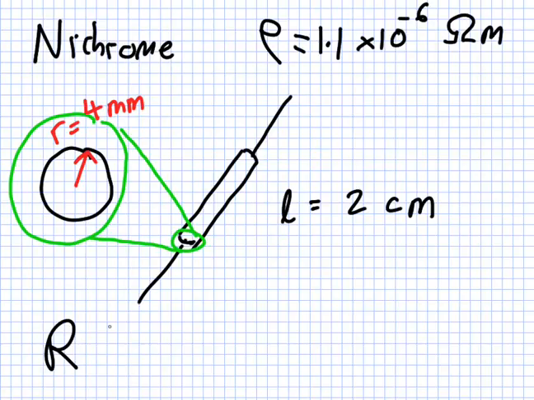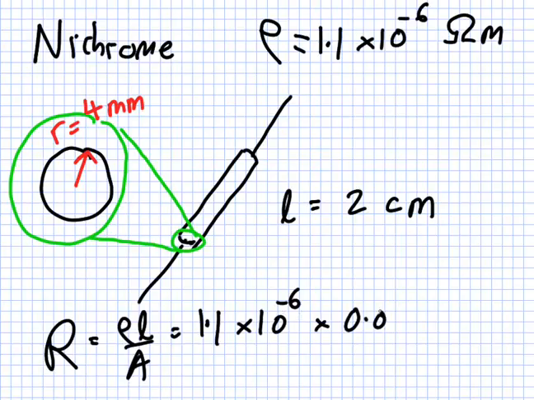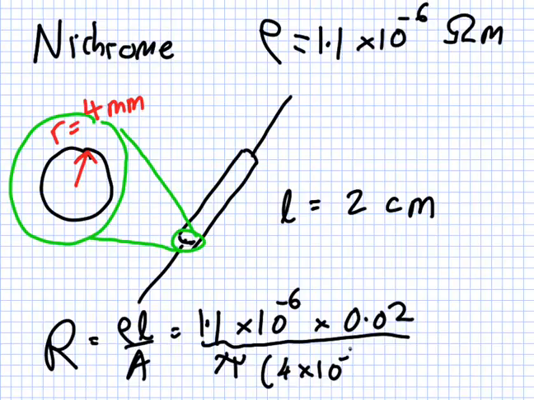Anyway, you have a really small number. So let's calculate it. It is rho L over A, so that is 1.1 times 10 to the minus 6 times 0.02 all over pi r squared. So what did we get here? 0.438, roughly 0.4 milliohms. So it's tiny really.